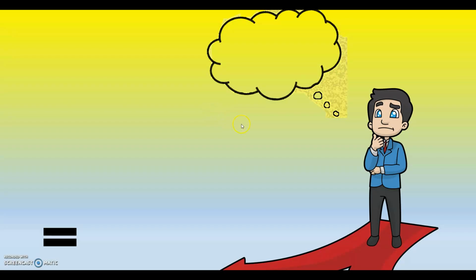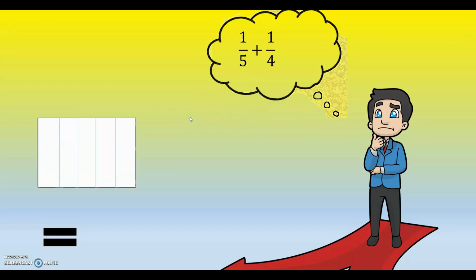I have something on my mind. I have been thinking about adding unlike fractions. Let us say, for instance, I were to have 1/5 plus a quarter.